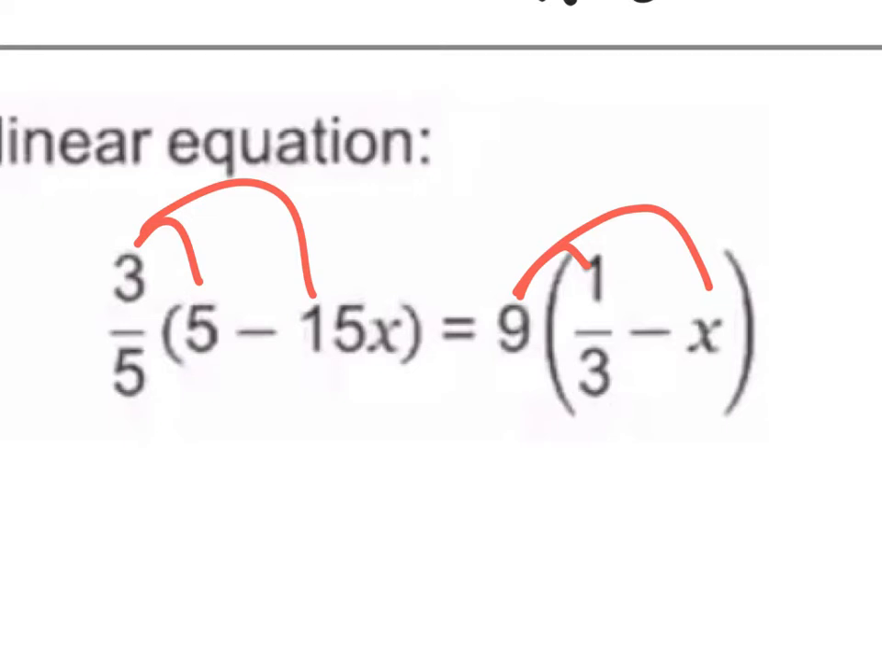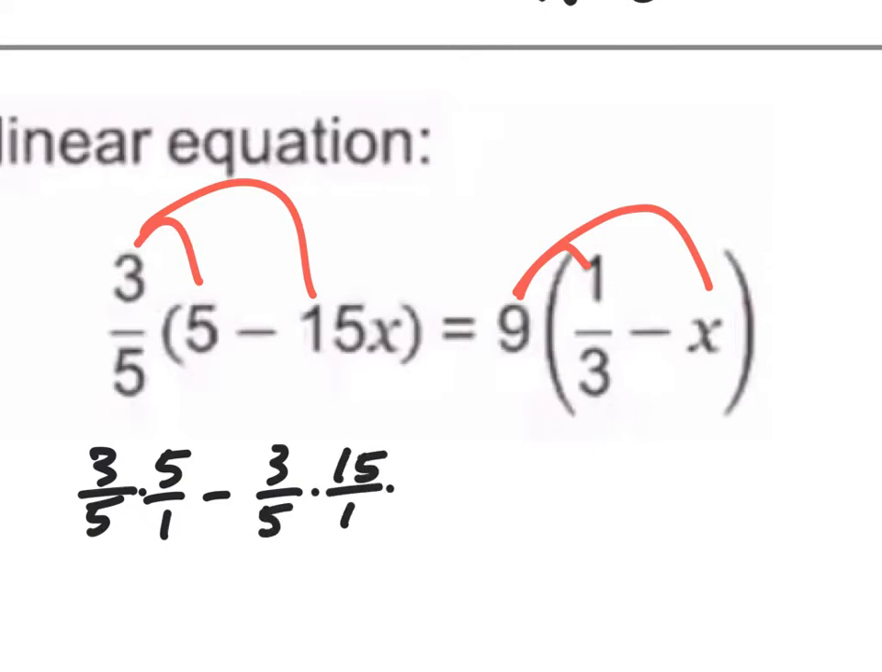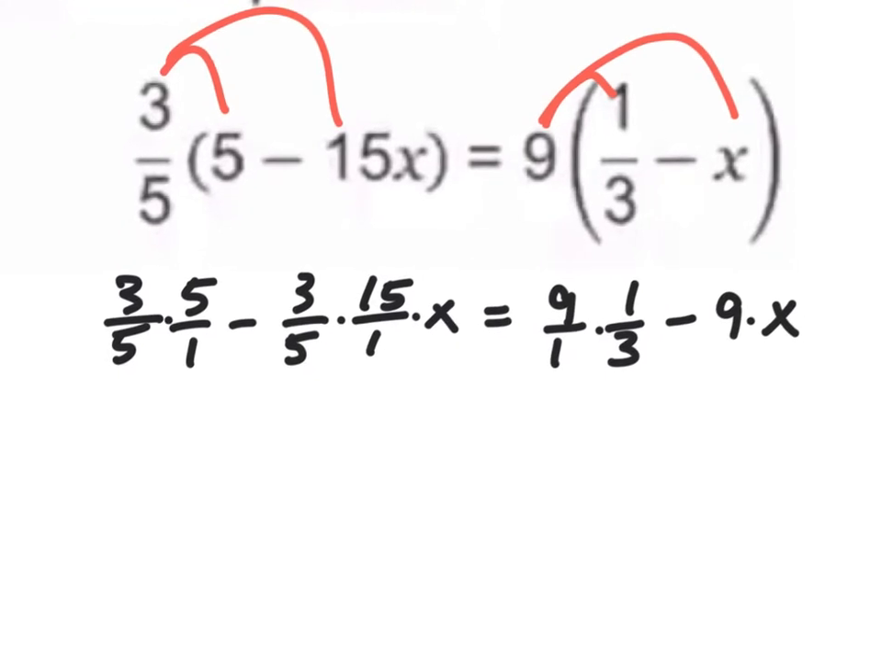So if I take 3/5 times 5 over 1, minus 3/5 times 15 over 1 times x. And then over here, let me do 9 over 1 times 1 over 3, and then minus 9 times x. Now, what I can do is start dividing things out. The 5 divided by 5 divides out, and that leaves me with 3 divided by 1, which is just 3. Now, over here, I've got 15 divided by 5. That's going to be 3 over 1.